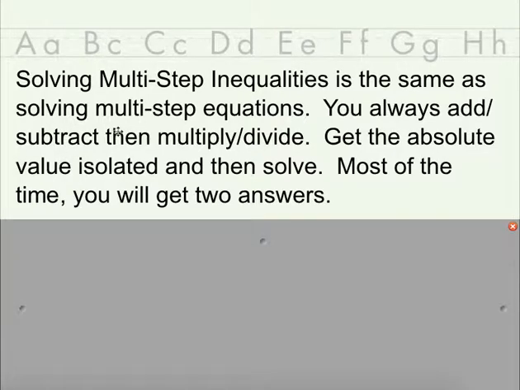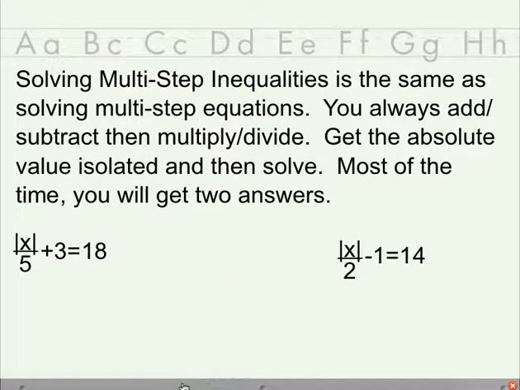So our goal is to get the absolute value isolated, and then we're going to break that into our two equations and solve those if anything more needs to be done. Most of the time we will get two answers, but it is possible to only get one answer or no answers at all. So let's start with these.